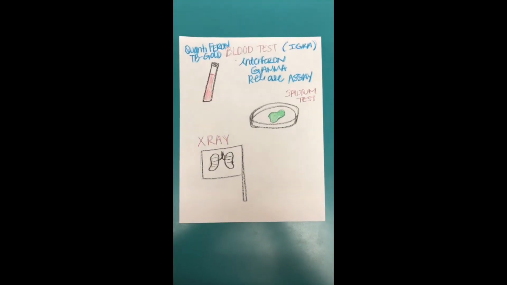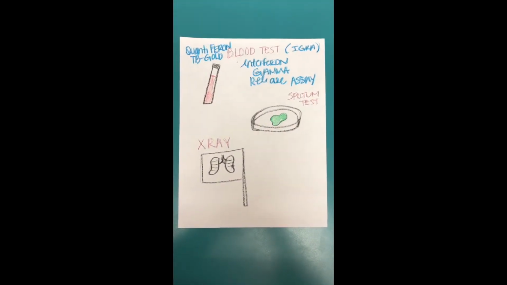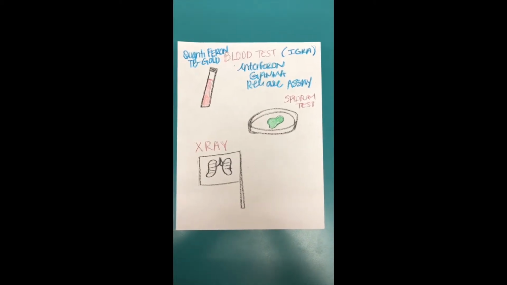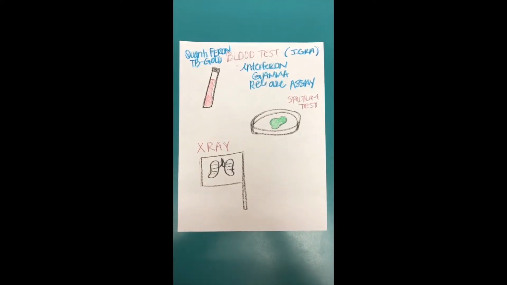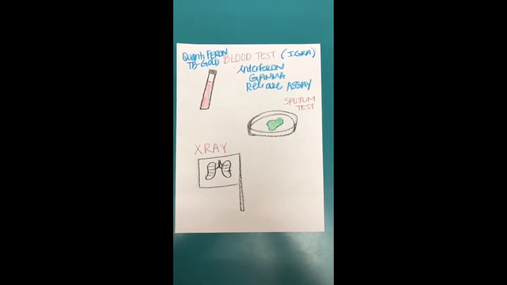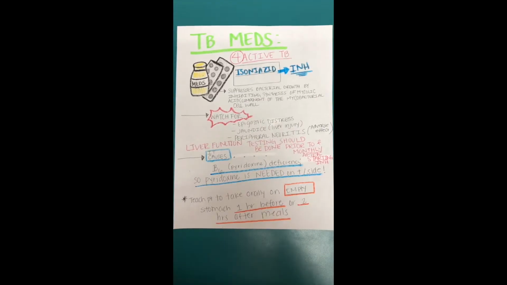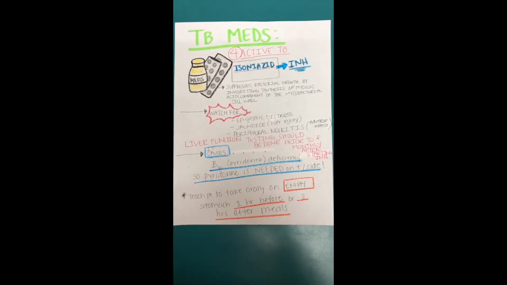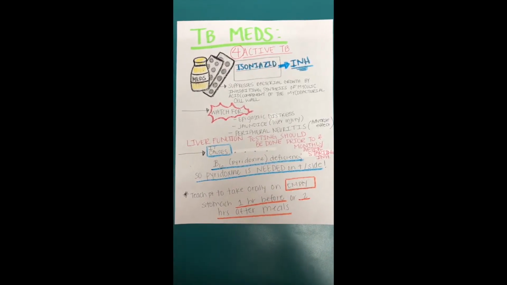Another test is the QuantiFERON blood test, which measures interferon gamma release assay in the blood, which indicates TB. And it can also be detected by sputum and x-ray exams. There are various different medications used to treat TB. We're going to go over 4 of them, which are used for active TB infection.